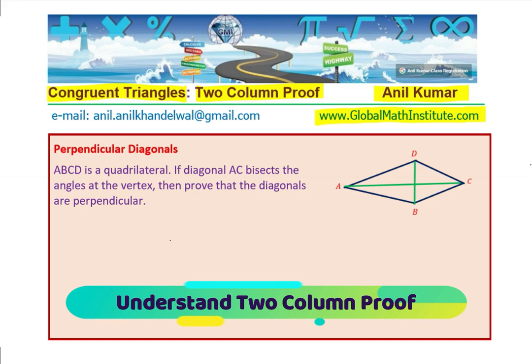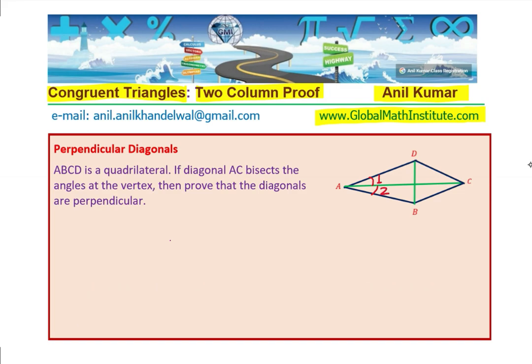It means that these angles are equal. Angle 1 is equal to angle 2. And let's say this is 3 and 4, the measurement of angle 3 is equal to the measurement of angle 4. So that is given to you.